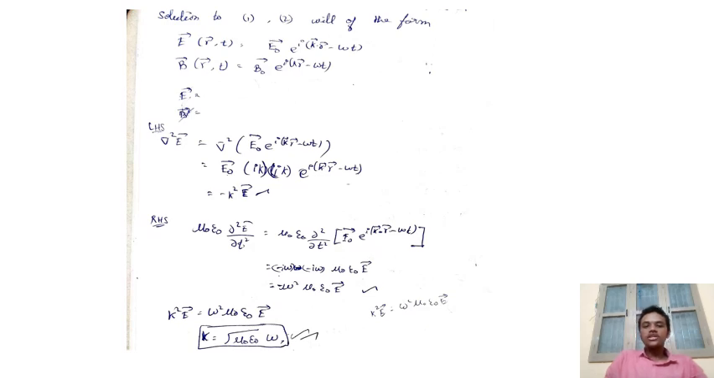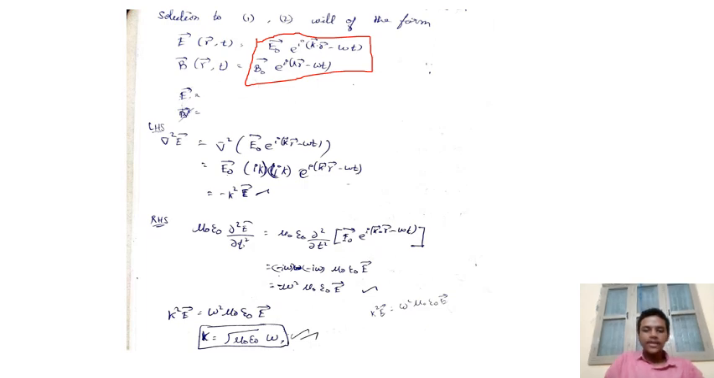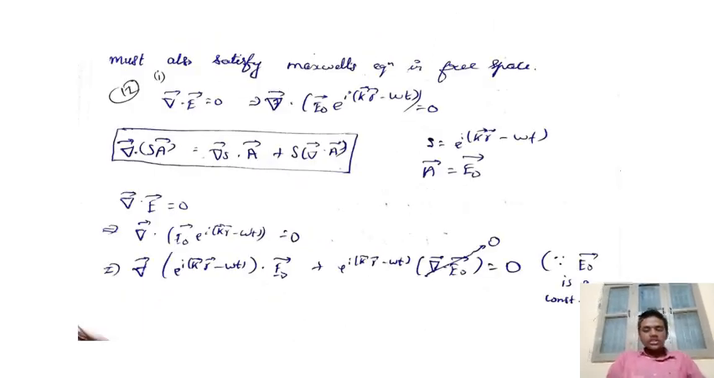So the solutions to these two equations will be of this form, in terms of the propagation constant k̄, ωt and r̄. So these are the possible solutions for these two equations. When we apply this solution to the equation, we arrive at the general equation k is equal to root of μ₀ε₀ times ω. These equations must also satisfy Maxwell's equations in free space.